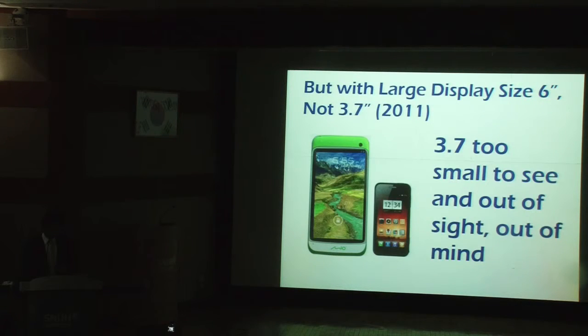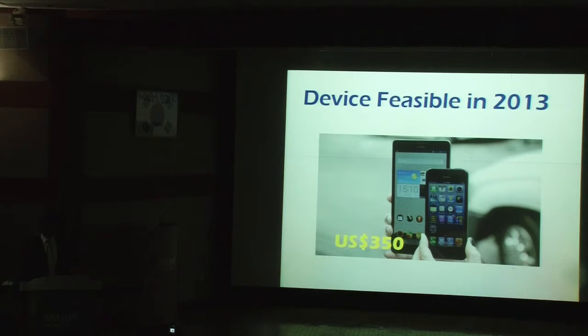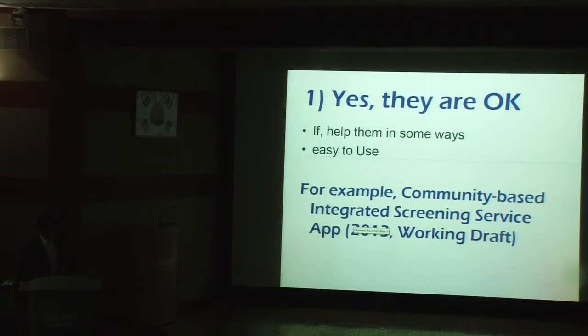This study was done in 2011. But right now, you see, there's a real product, a smartphone with 6 inch display size, and it's quite affordable, put on the market. So we believe maybe this year or next year, there should be better hardware, good to be used for the elder people. So that hardware should be okay.